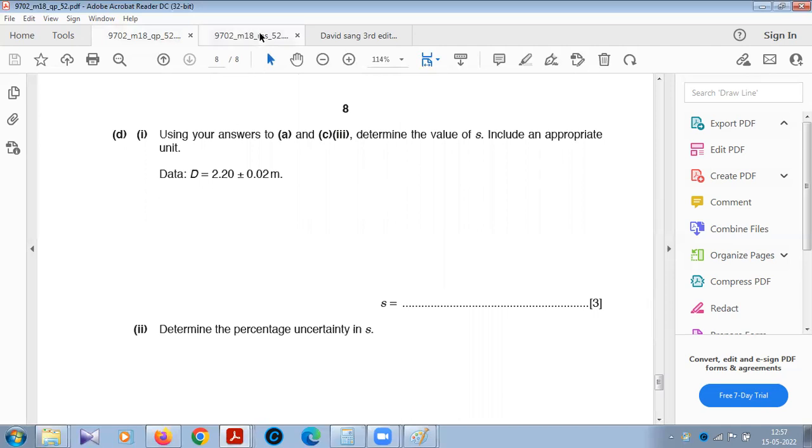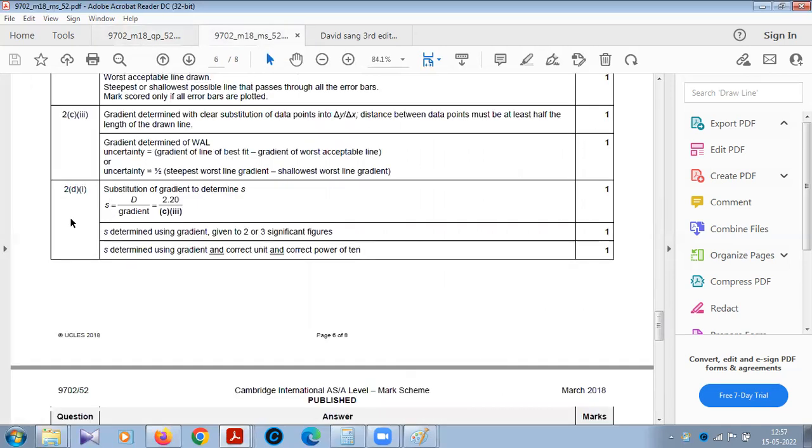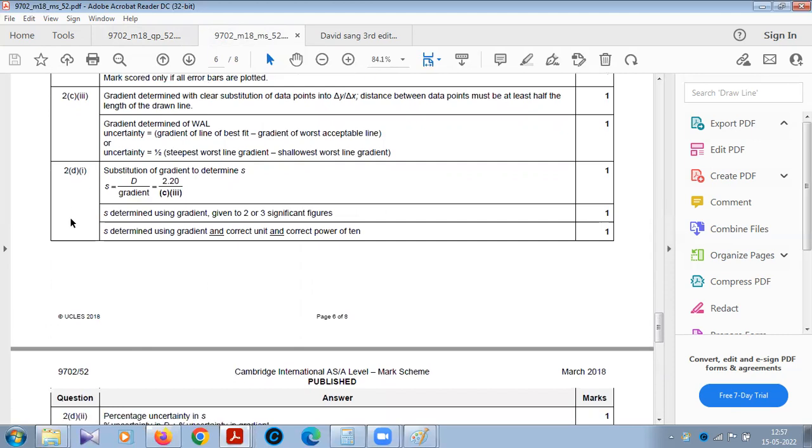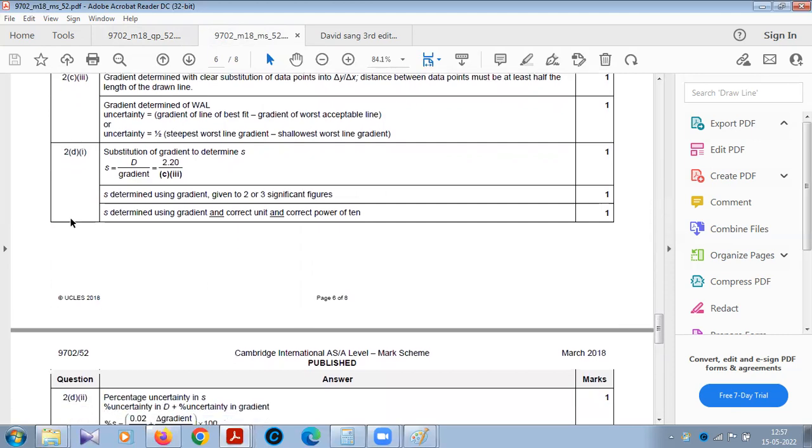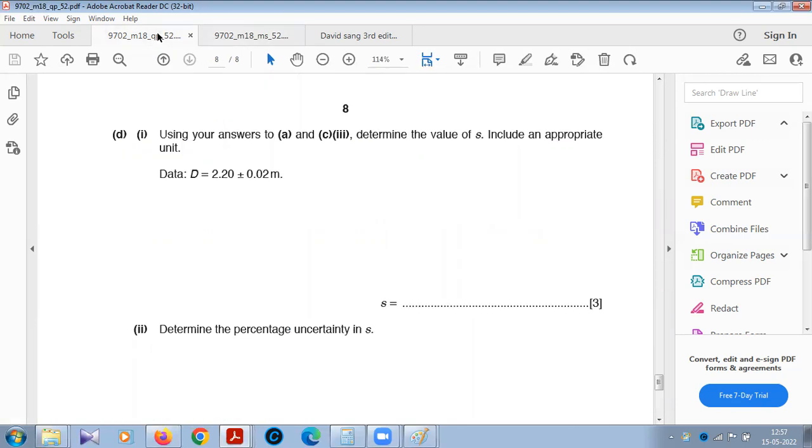It is for 3 marks, so do it properly. Show the steps, write down this formula like this, and give 2-3 significant figures.